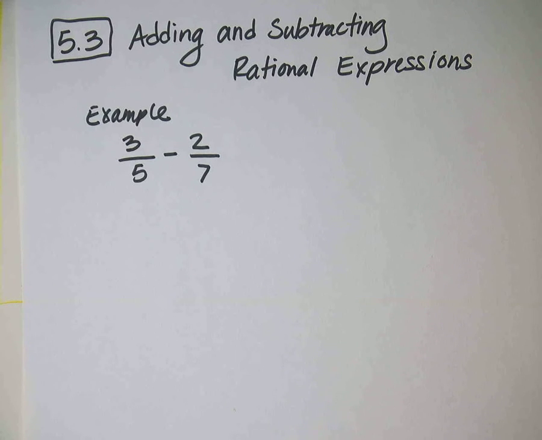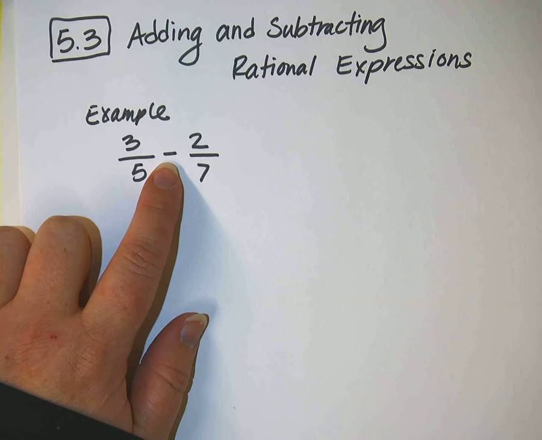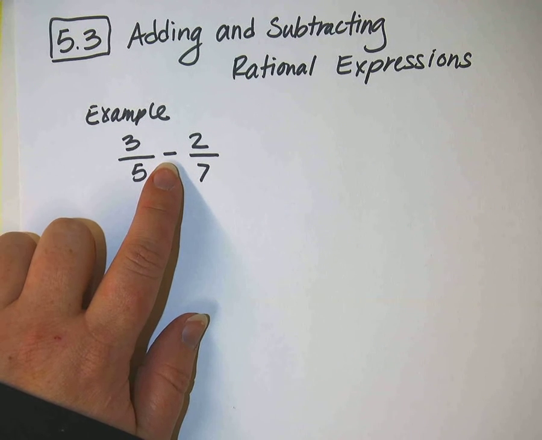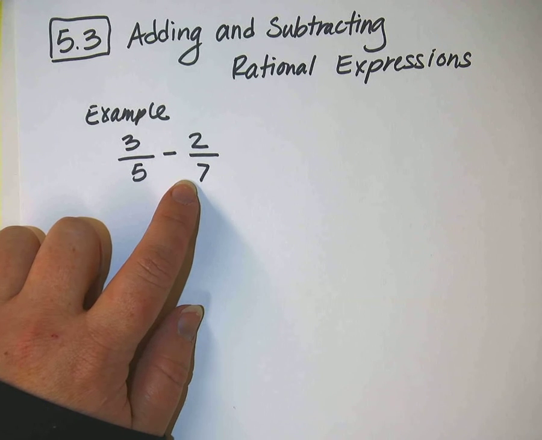All right. We need to subtract these two fractions. How do we do that? How do we subtract these two fractions? Find the bottom numbers. You have to find two that match. We cannot just subtract these the way they are right this minute. We can't go like 3 minus 2 and 5 minus 7. That's not how subtracting fractions works.